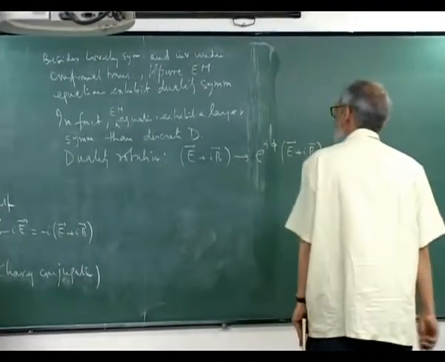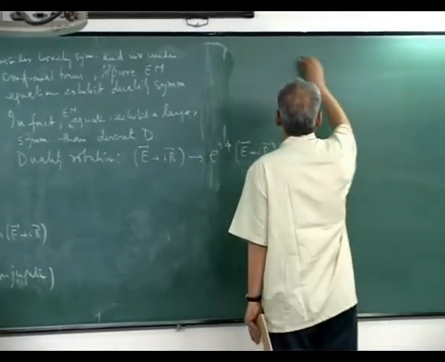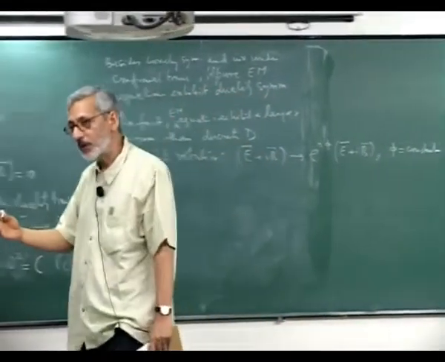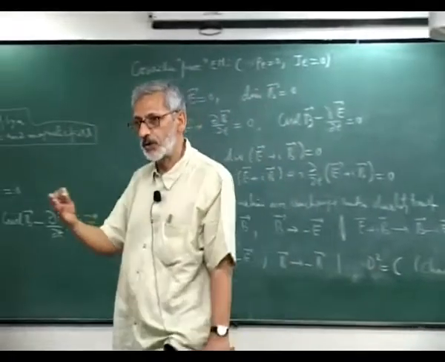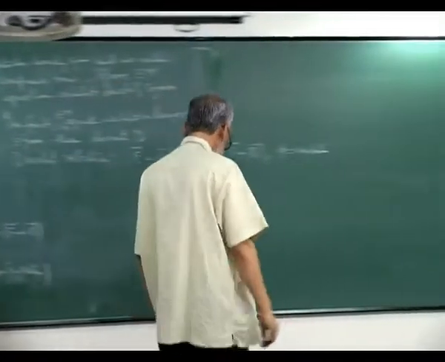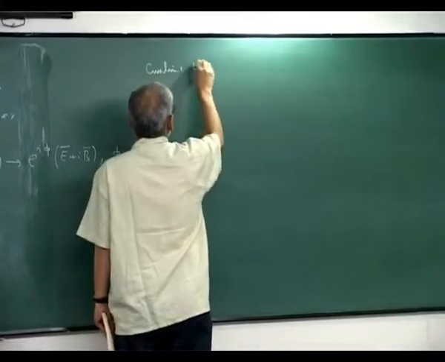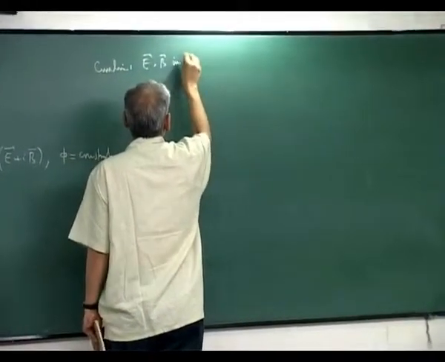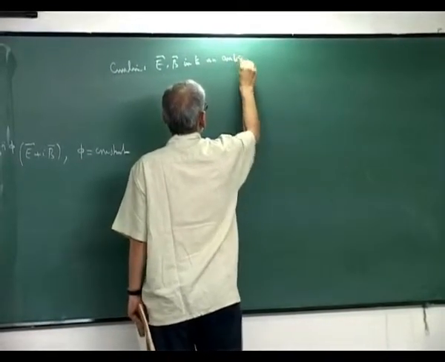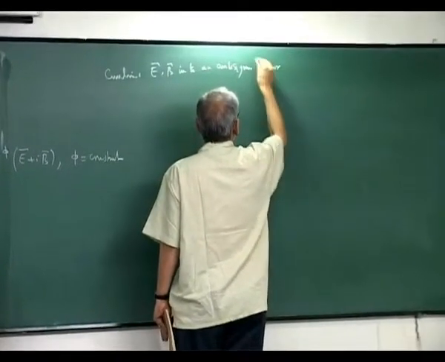Now let me exhibit this symmetry in some slightly different notation. In electromagnetism, the E field and B field can be combined into a Lorentz tensor, which is what we called the field strength earlier, F mu nu. So let me write down that. So combine E and B into an antisymmetric Lorentz tensor.